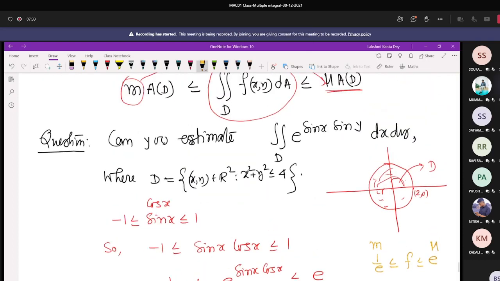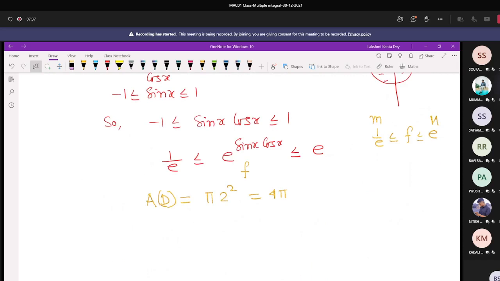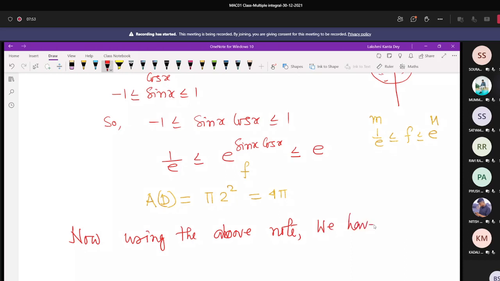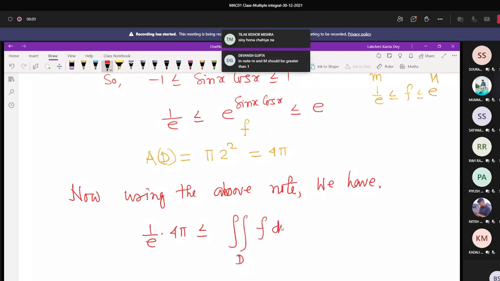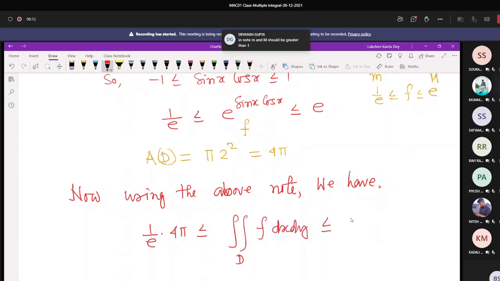Now using the property, using the above note, we have, what do we have? We have small m. What is small m? 1 by e into area of D, that means 4 pi, is less or equal to your f double integral over D, f dx dy. It is less or equal to capital M, which is e into AD. What is AD? AD is nothing but 4 pi. So we can have an estimate.